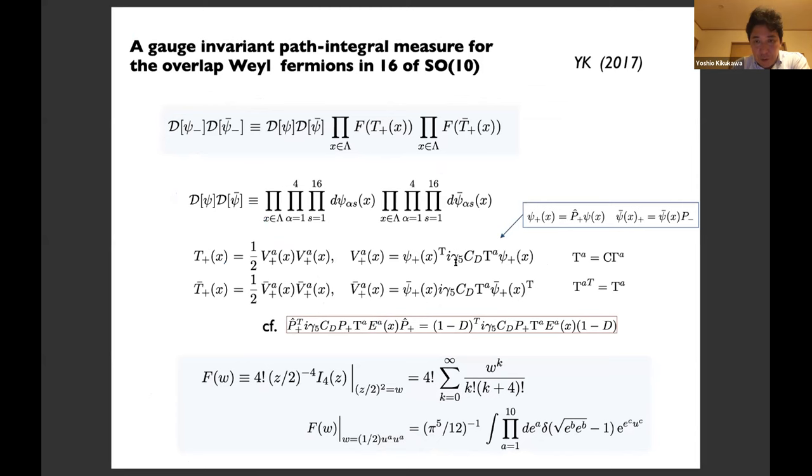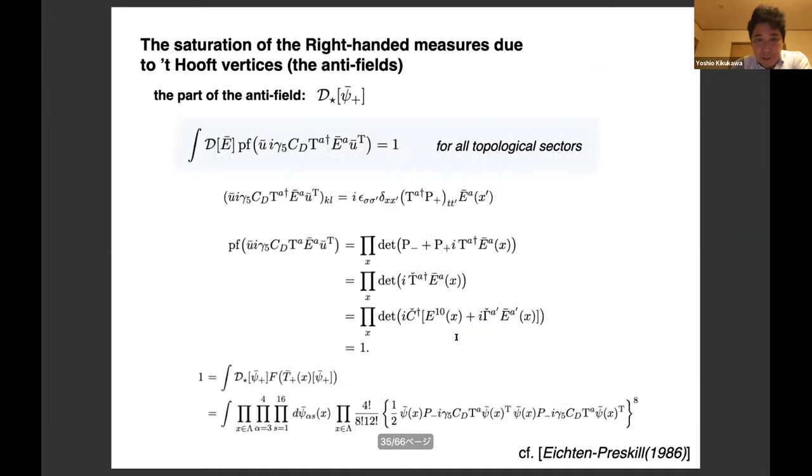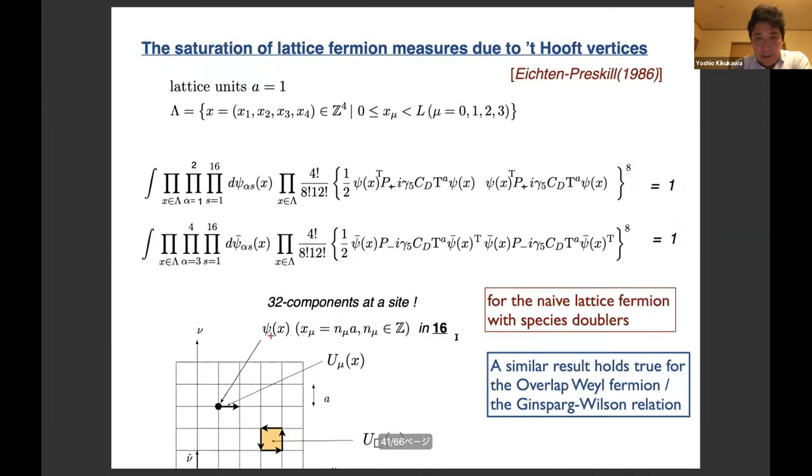it is related to the choice of the expression for the 't Hooft vertex operator. As I said, if you insert P plus here, this is the usual way with Ginsparg-Wilson fermions. But for our purpose to decouple all right-handed degrees of freedom, we should not do this, okay? Since it projects out some modes of the right-handed field, and it does not give a mass term for such modes projected by this factor. So this is my claim: we should do it this way.